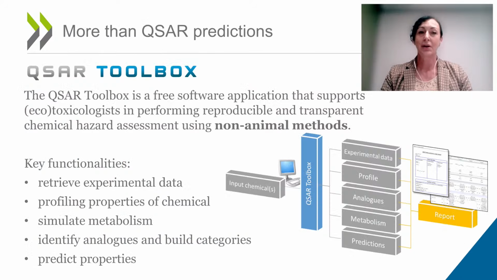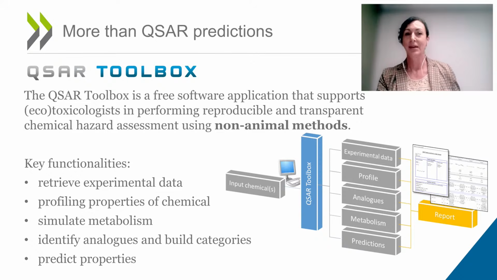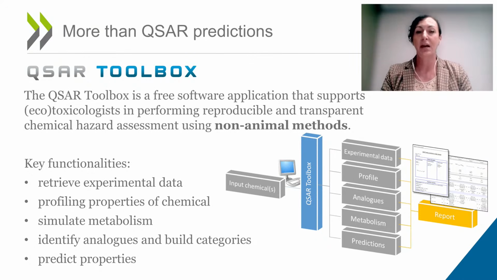So as you saw in the title of this presentation, the QSAR Toolbox is more than just QSAR predictions. It is in fact a free software application that supports toxicologists and ecotoxicologists in performing reproducible and transparent chemical hazard assessment using non-animal data. So there are a variety of ways that this can be done. Users can search for specific chemicals using CAS or chemical name or structure, as well as groups of chemicals by databases or inventories, for example.